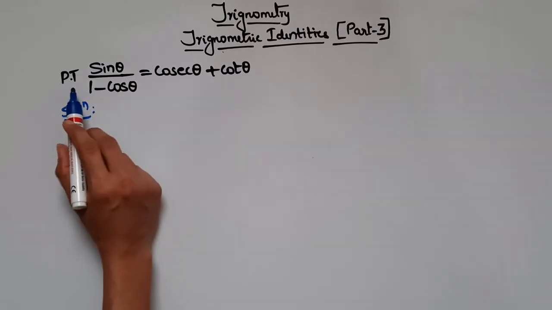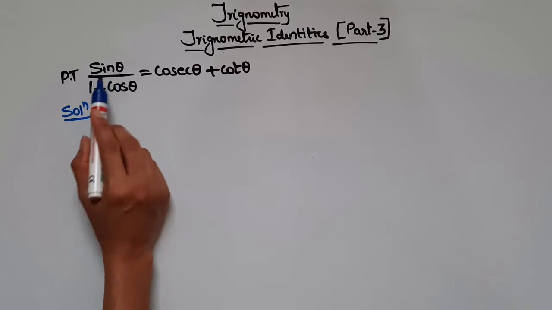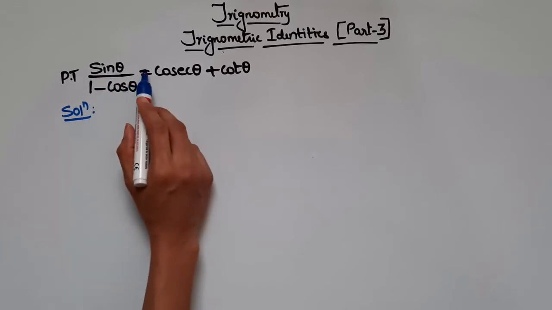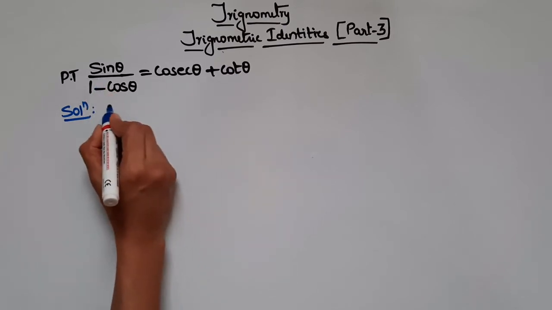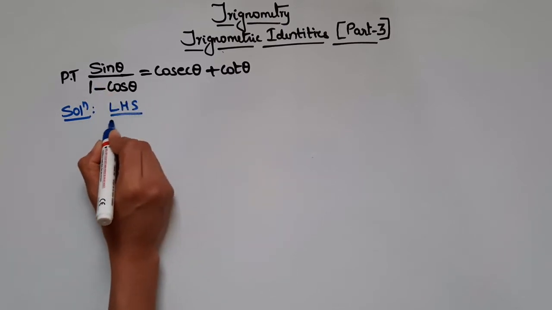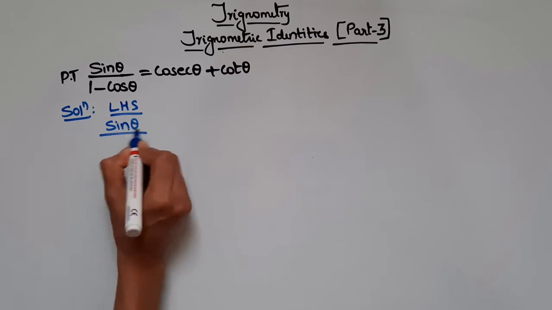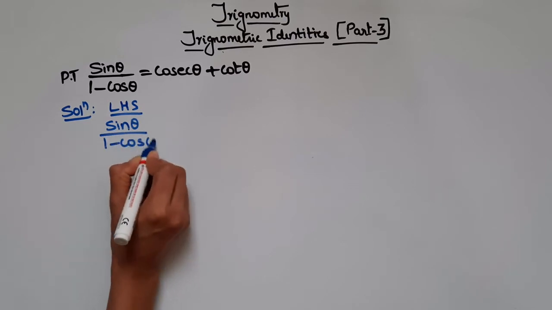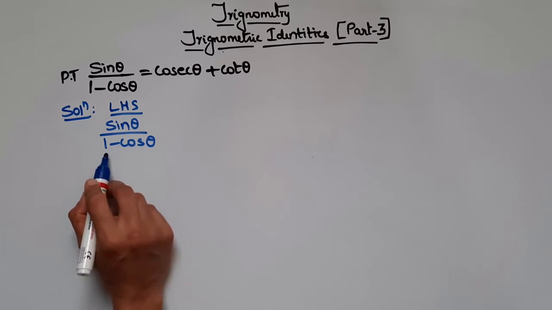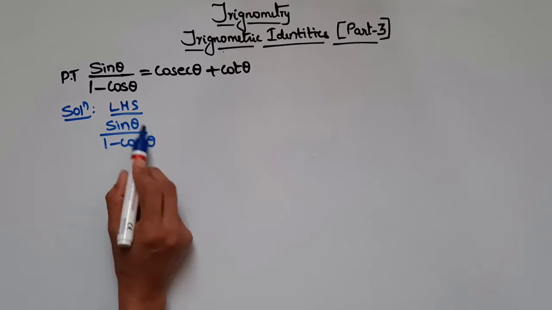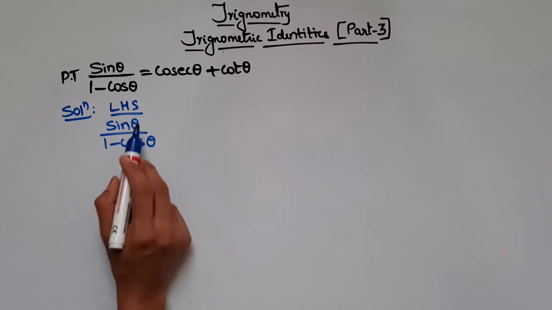Now let's see this problem. Here we have to prove that sin theta by 1 minus cos theta is equal to cosecant theta plus cot theta. So first let's write what is LHS. Here LHS is sin theta by 1 minus cos theta, right? Now let's multiply and divide by 1 plus cos theta to this term. So that will not make any change to this term, right?